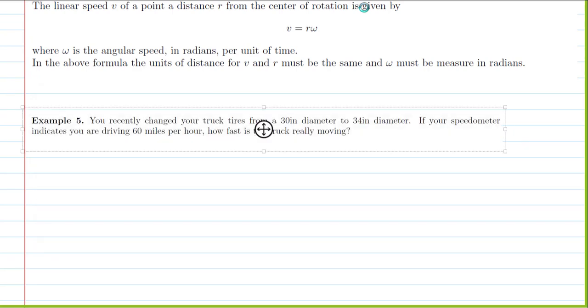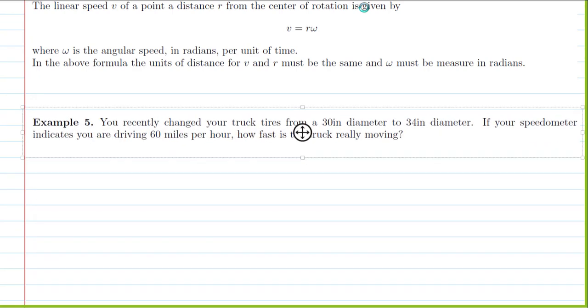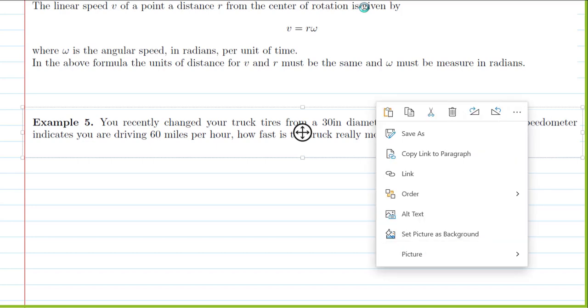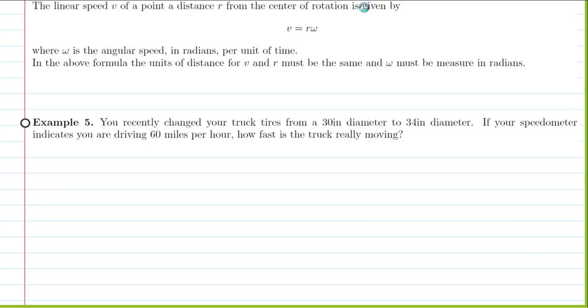So example 5, you recently changed your truck tires from a 30-inch diameter to a 34-inch diameter. If your speedometer indicates that you are driving 60 miles per hour, how fast is the truck really moving?